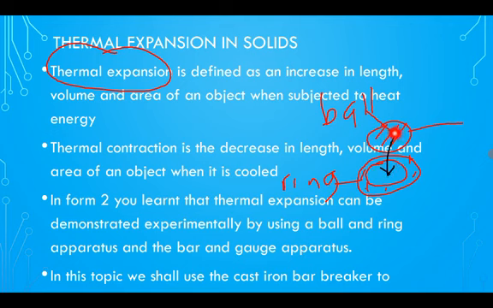So when heated, the ball expands, or increases in length, volume, and area, such that when it is brought to the hole, it will not be able to get to the other side because the ball becomes larger. It's enlarged when it is heated. Again, when the ball is cooled, it shrinks. Its length, volume, and area decrease, and it is small enough to get through the hole, through the ring. So this is called the ball and ring apparatus.